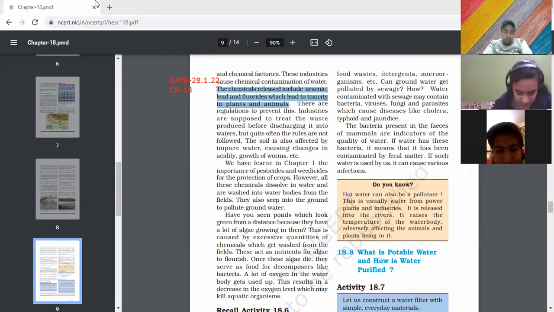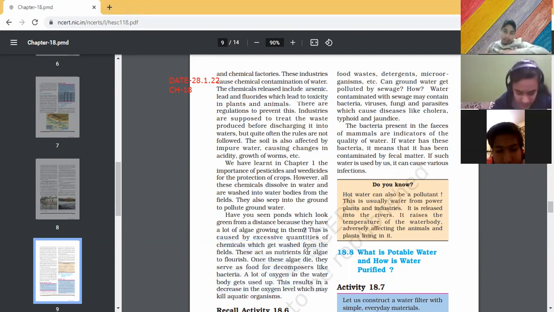We have learned in chapter 1 the importance of pesticides and weedicides for the production of crops. However, all these chemicals dissolve in water and are washed into water bodies from the fields. They also seep into the ground to pollute groundwater. Have you ever seen ponds which look green from a distance because they have a lot of algae growing in them? This is caused by an excessive quantity of chemicals which get washed from the fields.